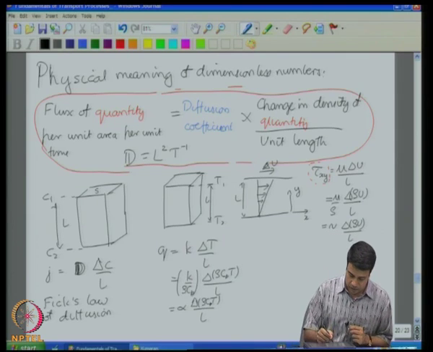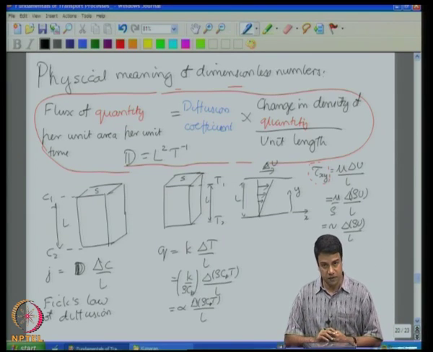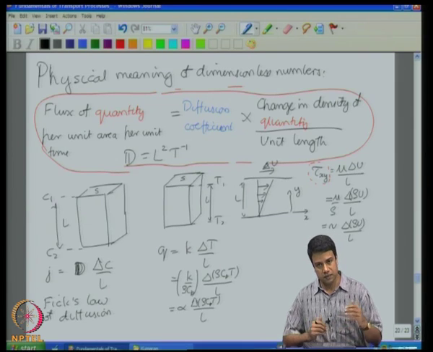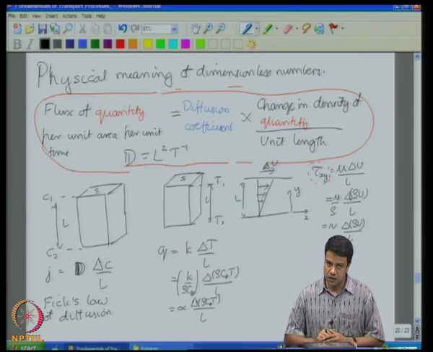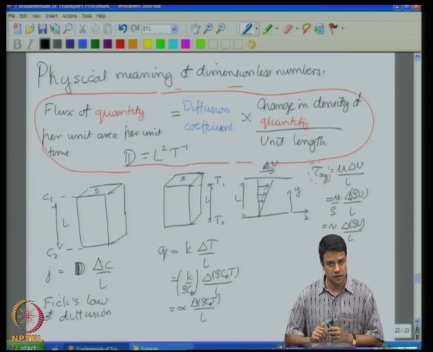I have a material with area S, and I apply a temperature difference across the material. The thickness of that material is L. So, the heat going through is proportional to the surface area of the material, proportional to the difference in temperature, inversely proportional to the length of the slab of that material.